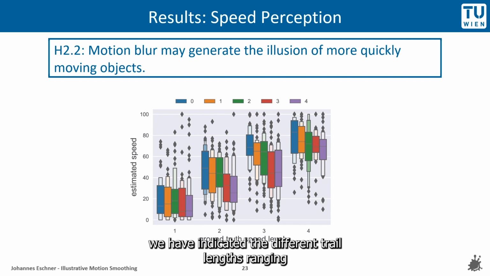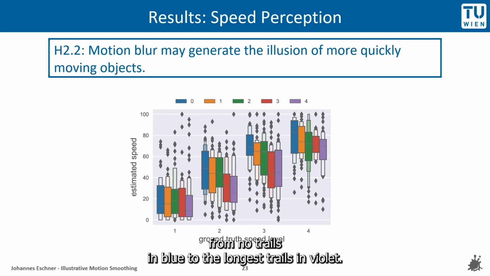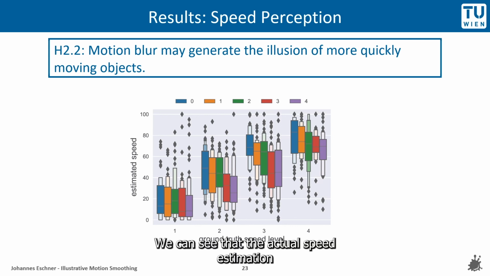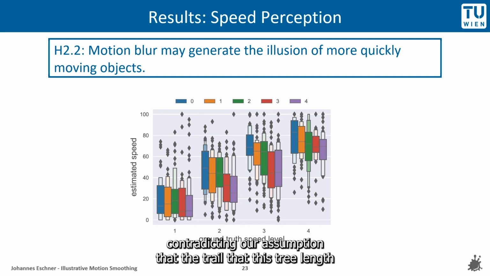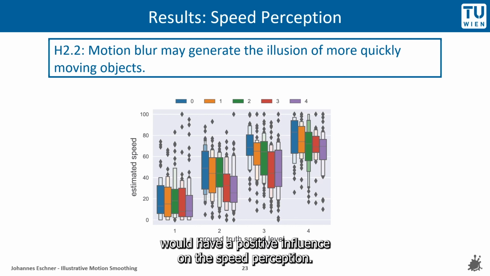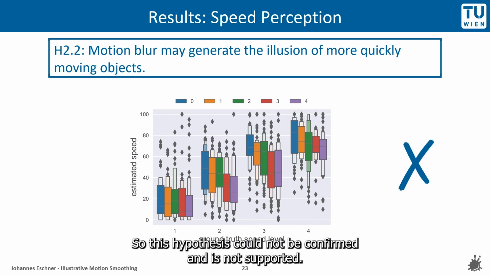In color, we have indicated the different trail lengths, ranging from no trails in blue to the longest trails in violet. We can see that the actual speed estimation decreases for the longer trail length, thereby contradicting our assumption that this trail length would have a positive influence on the speed perception. So this hypothesis could not be confirmed and is not supported.